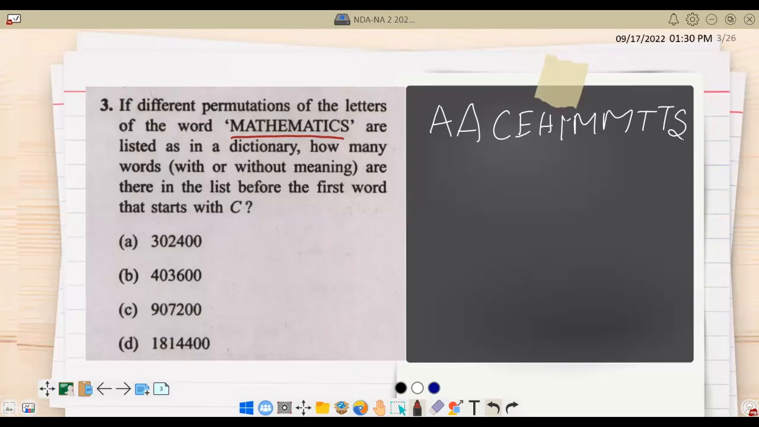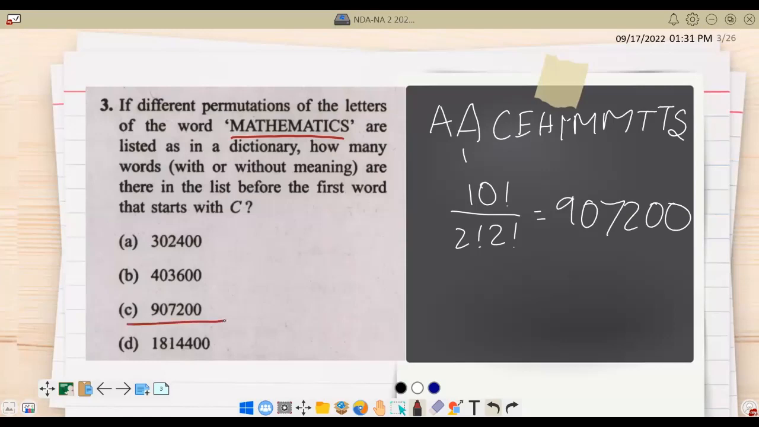So the first 2 letters, that is AA, if we interchange, no variations will be there. So if we consider the other letters with the 1A, 1, 2, 3, 4, 5, 6, 7, 8, 9, 10, we have totally 10 factorial ways. And in this we have 2 repetitions, that is 2 M's and 2 T's. So these many permutations are there before the first word that starts with C. So totally it will be 90720. So the answer is C.